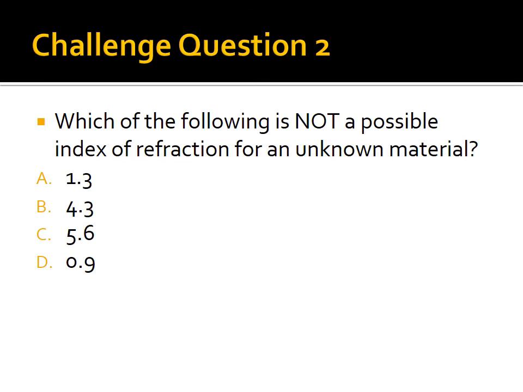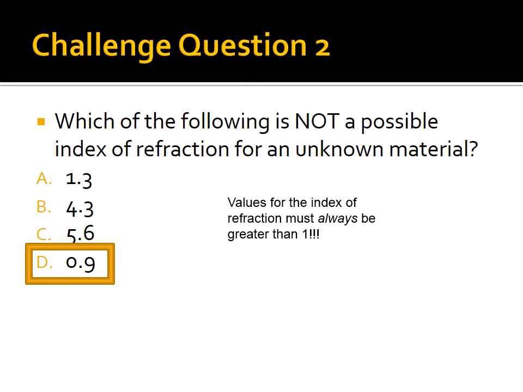Which of the following is not a possible index of refraction for an unknown material? The only one that technically is not possible is 0.9, because values for the index of refraction must always be greater than 1. They can never be less than 1.